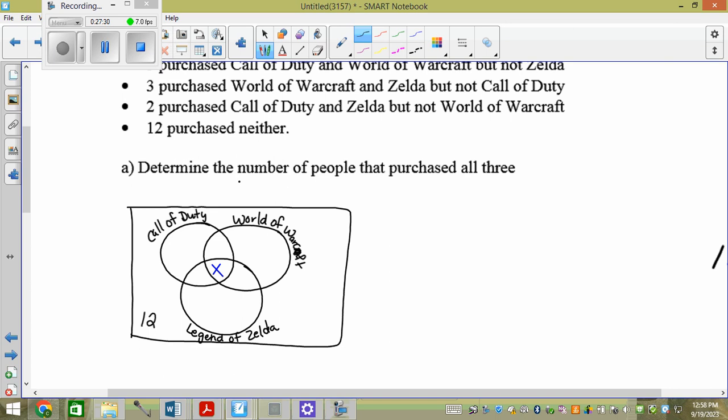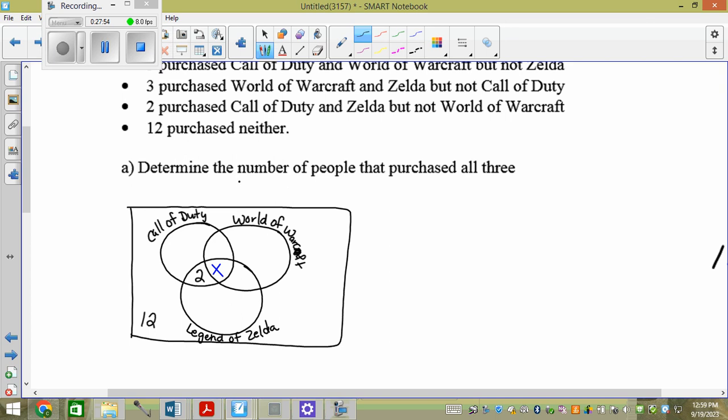Then it said 2 purchased Call of Duty and Zelda, but not World of Warcraft. So I go to Call of Duty and Zelda, and I put a 2 here. Why didn't I have to subtract? Yeah, it says, but not World of Warcraft. So that's an only one. And when it's an only, we don't subtract.